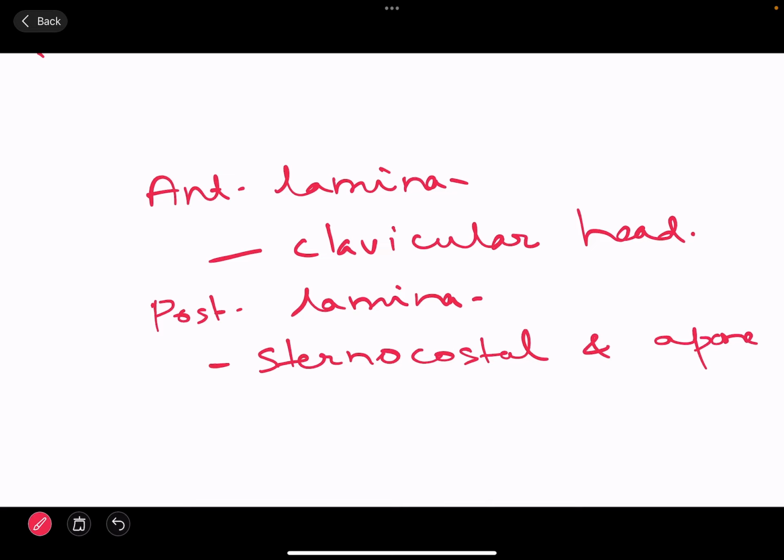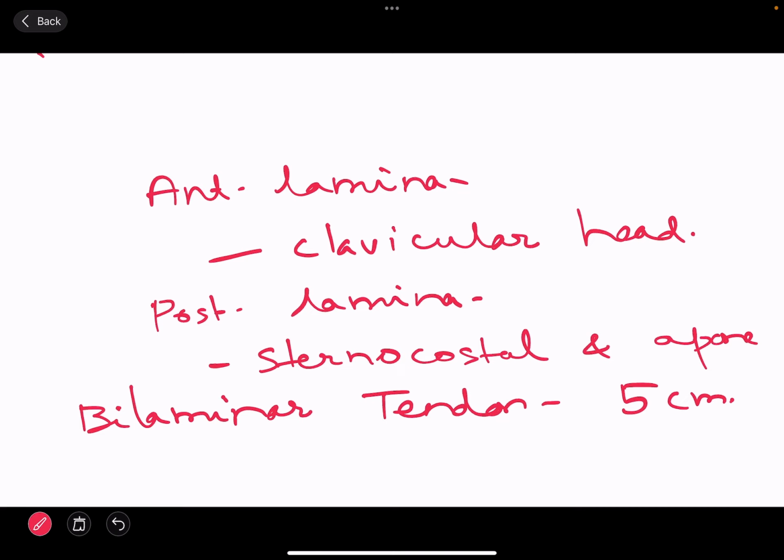And close to the insertion, this bilaminar tendon of the pectoralis major is about 5 centimeters broad, and then it inserts in a U-shaped manner. Okay, it inserts in a U-shaped manner, meaning here is the anterior lamina, here is the posterior lamina. So these laminae become continuous with each other. At the lower border, these fibers become continuous. Actually, here they become continuous with each other. So in a U-shaped manner, there is no gap here. This gap isn't there, just for the sake of representation.